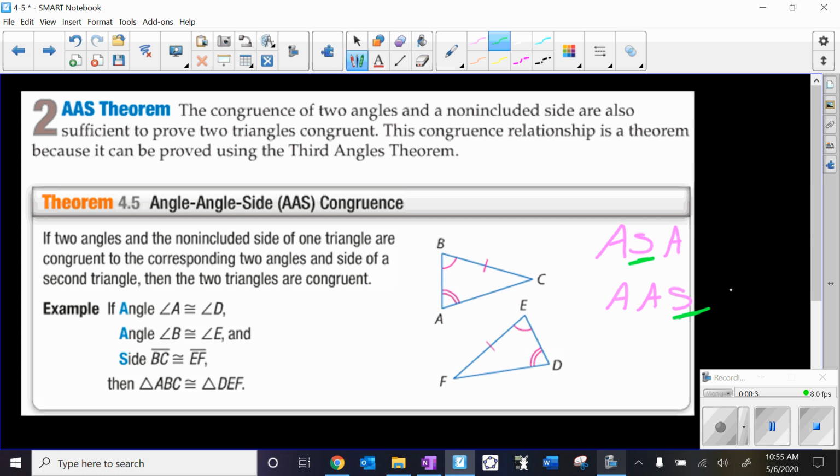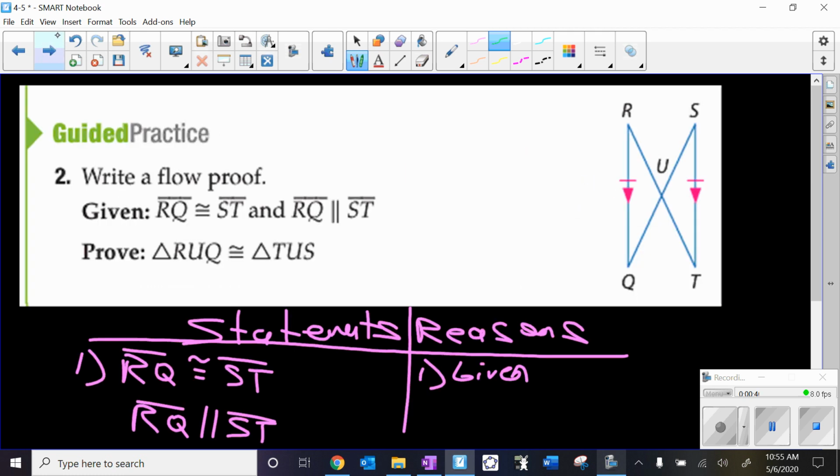And you can see that with our picture here. Notice BC is the side. It's not in between the two angles. It's not considered the included side. So that's kind of what we're after. We're going to use this example right here to try and illustrate that.